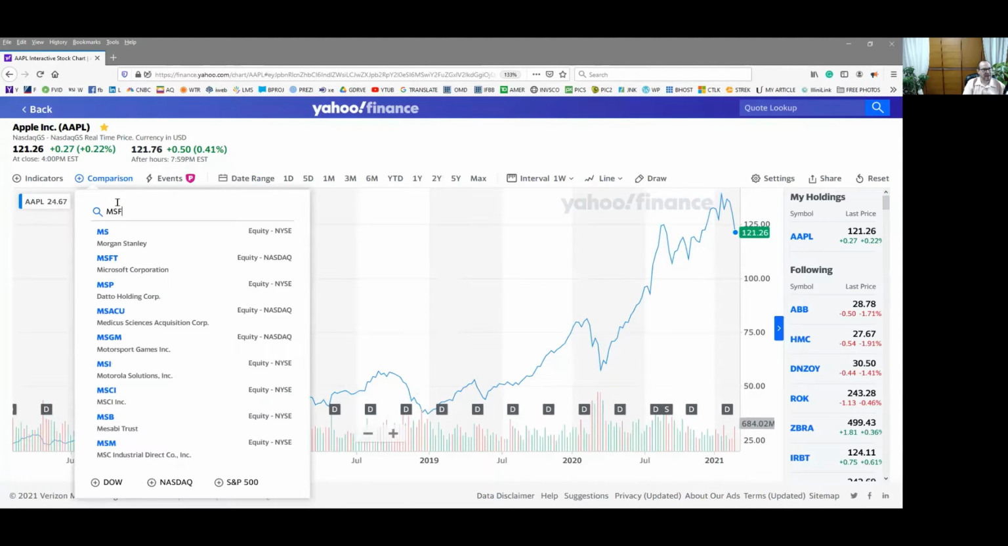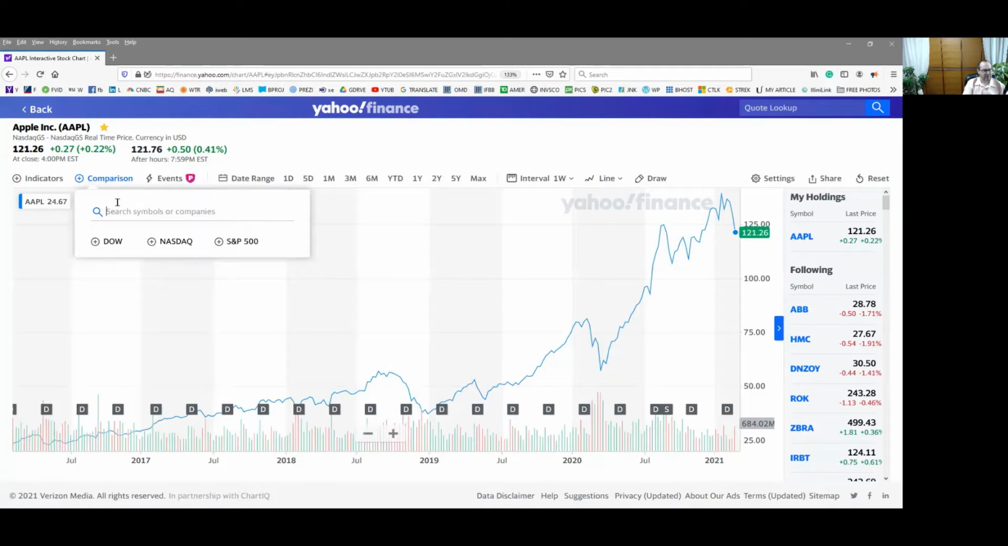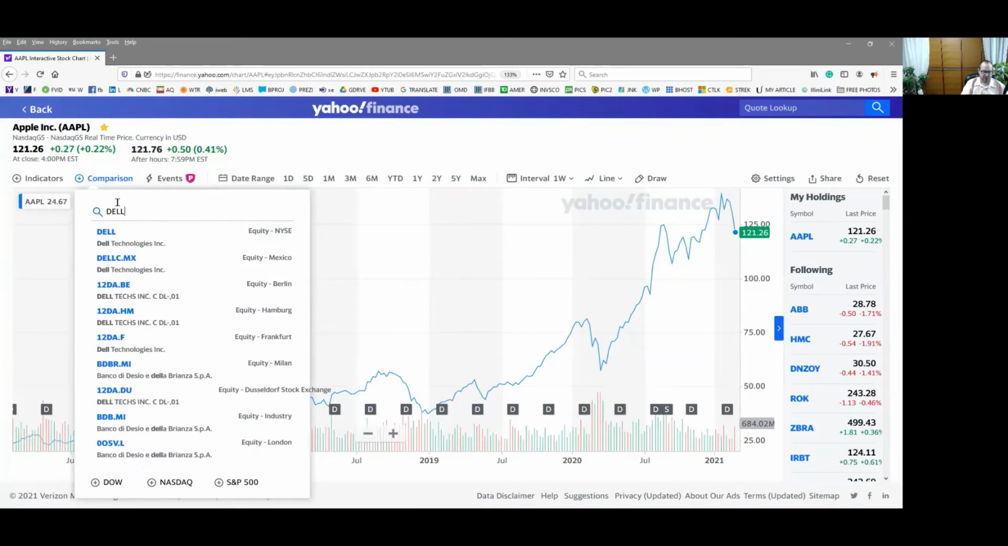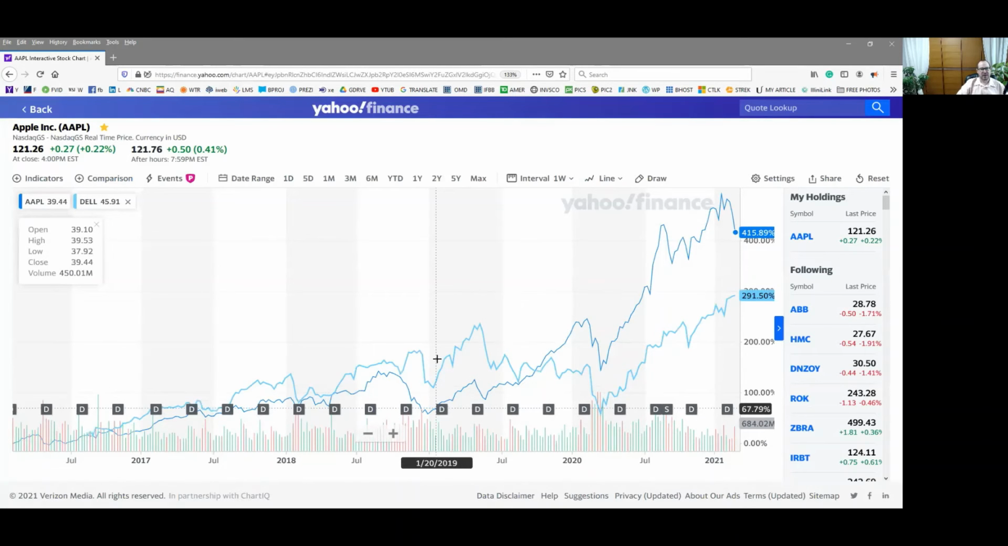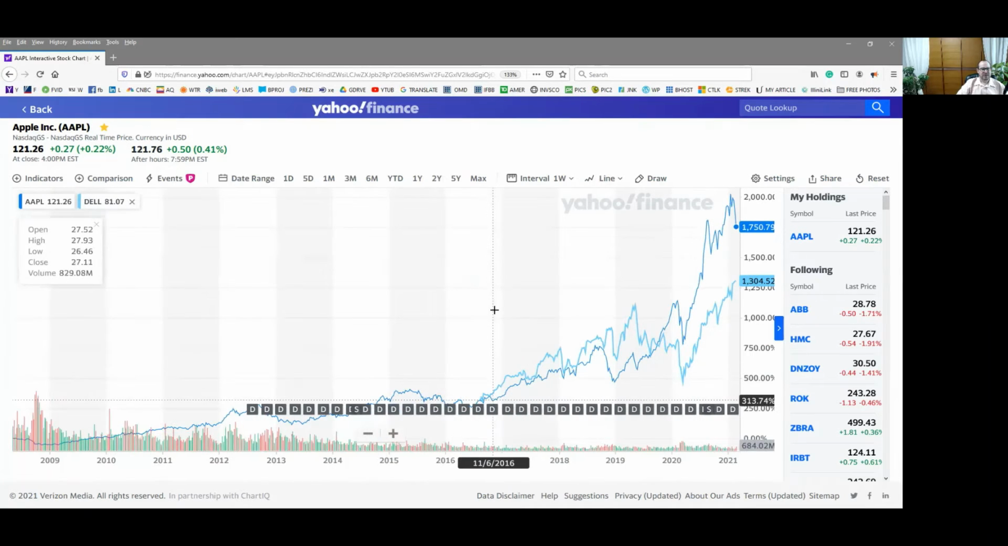So if I put in Microsoft, they're not a company. Let's put Dell. Dell makes computers. So Dell is a similar company. Now you can look at Dell is in the light blue, right? And dark blue here is Apple. Now you can see that over the years, here Dell was doing better in 2017 than Apple was. So Dell was doing better than Apple.